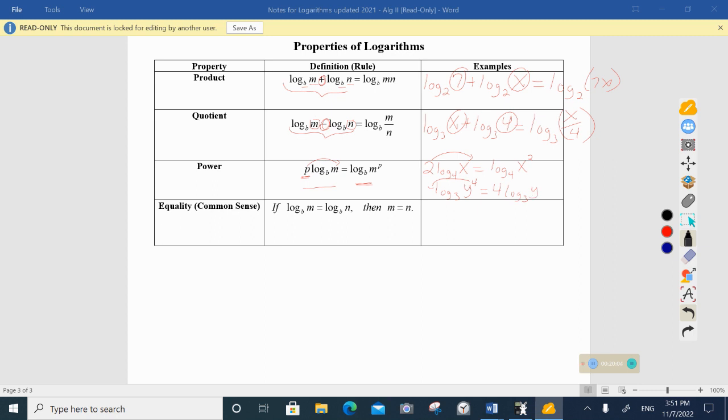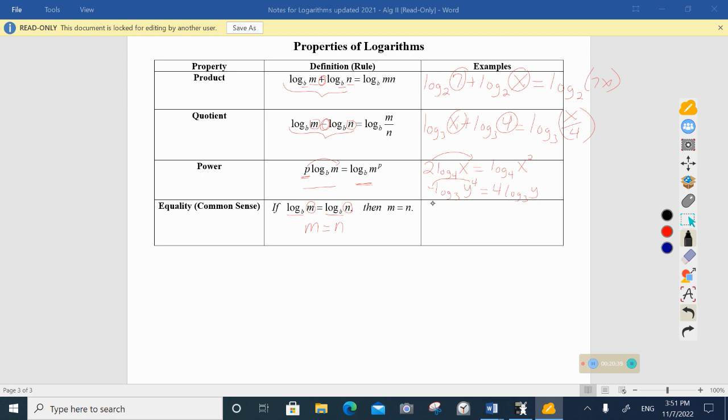This last property is called the equality property. I prefer to call it common sense property. It's a conditional statement. It says if log base b of m is equal to log base b of n, then m must equal n. Now, why do I call that the common sense property? Because if you have log base b of some stuff, and it's equal to log base b of some stuff, then the two stuffs must equal. Because log base b and log base b are both the same. So if this is an equation, the m must equal the n.